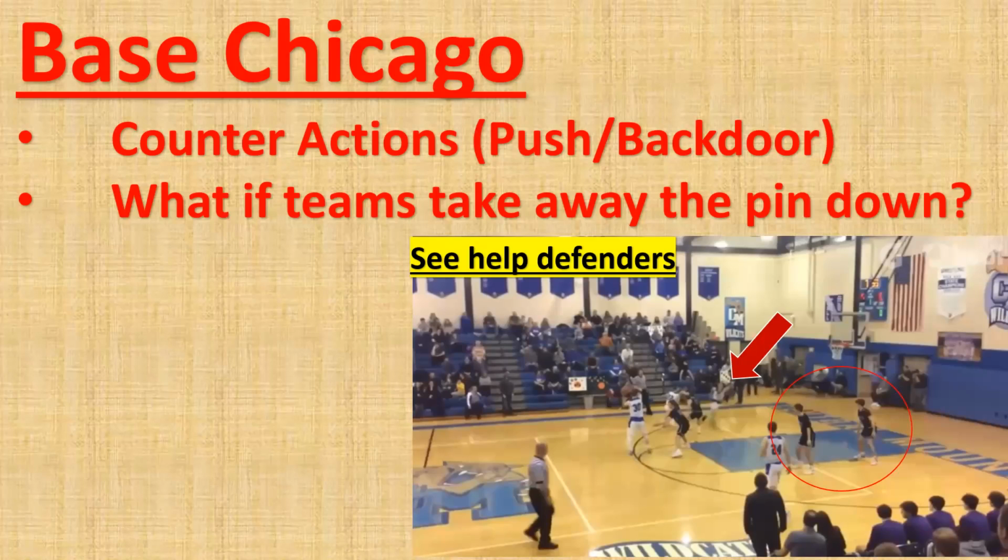You're definitely going to want to check out that course, but I would be remiss if I didn't show you some counters that come off of Chicago action. And obviously the most simple one is the backdoor option. What if teams take away the pin down? In this clip here, we're going to see this defender be very aggressive against the pin down. So this player is going to cut backdoor.